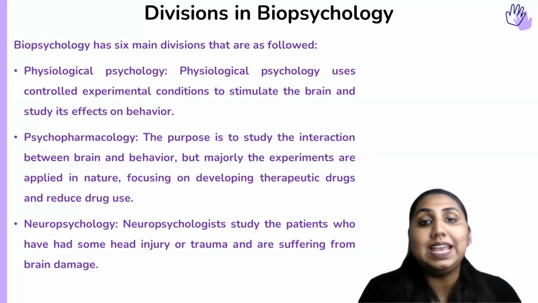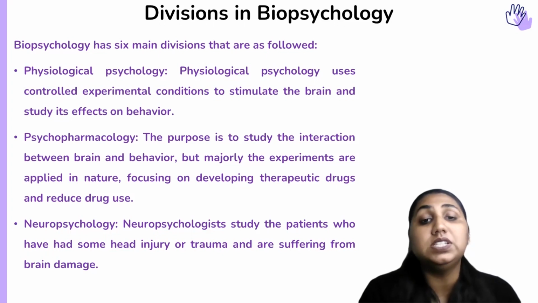So, the primary aim here is to develop theories about how neural mechanisms control the behavior. All right. And next we have psychopharmacology. So, psychopharmacology is mainly focused on understanding and studying the interaction between brain and behavior. However, the majority of experiments are applied in nature. They focus on developing therapeutic drugs and reducing the drug use of an individual.